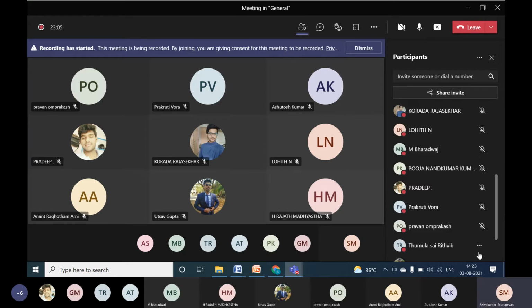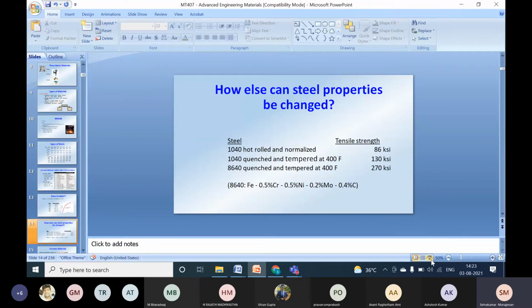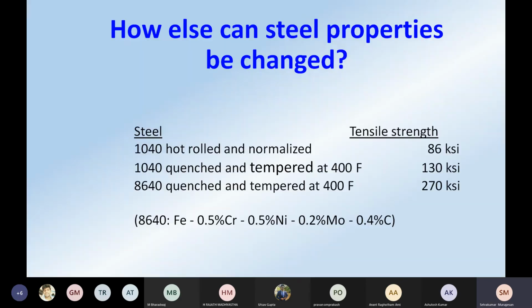Start to interact, otherwise the class will be very boring. I mean, since this is virtual mode, I feel like sometimes I'm talking to the laptop, so if you don't talk, it's going to be very boring for you also and for me also. Fine.